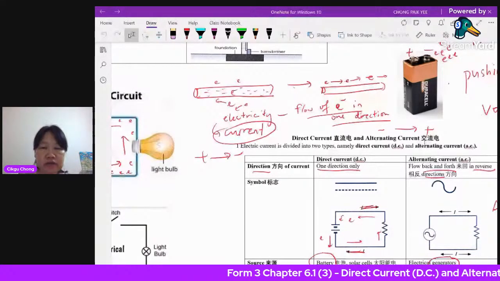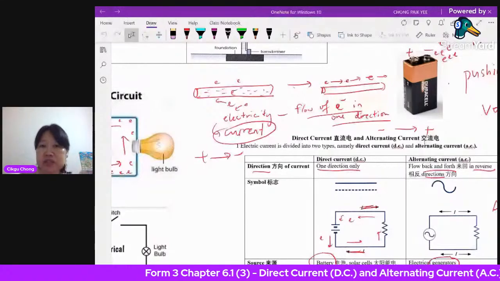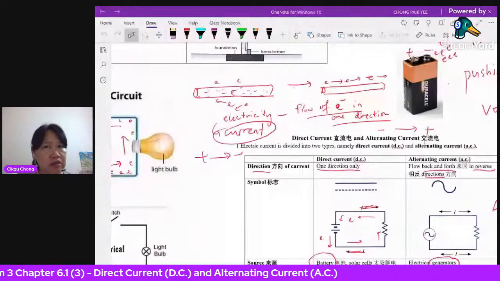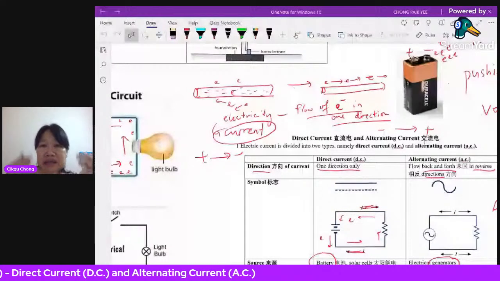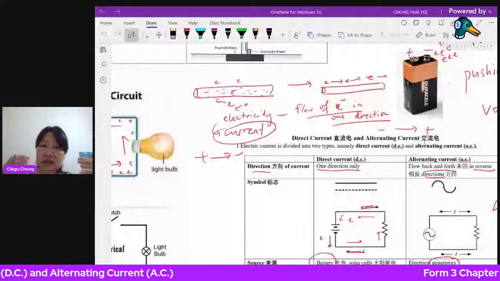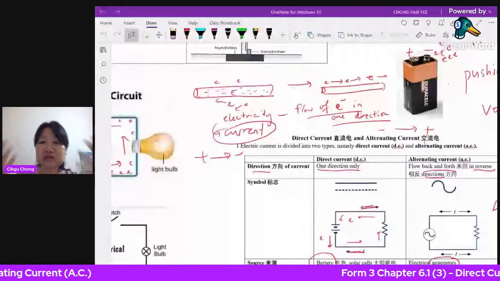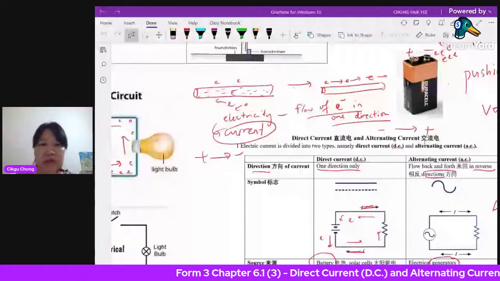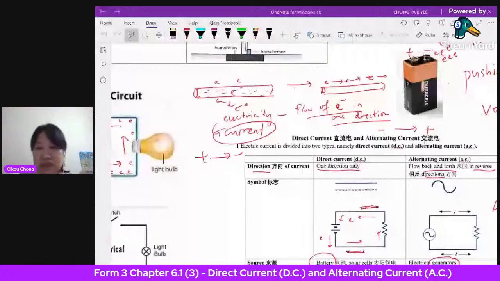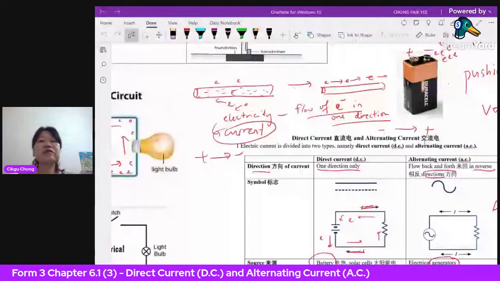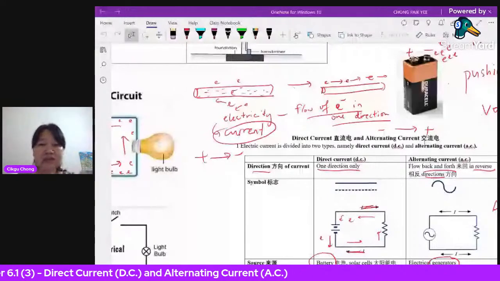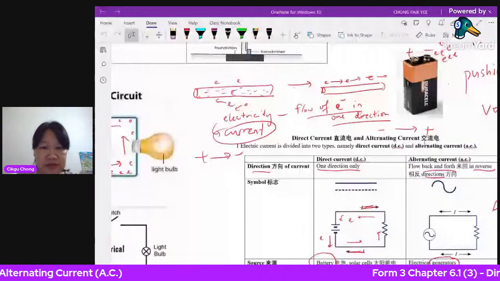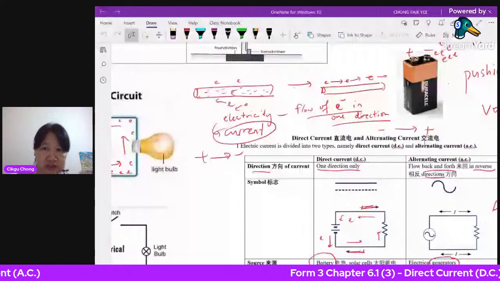So if you made the connection with what I mentioned just now, you will ask: I said negative to positive is electron flow, but current is electron flow too. How come electron flow is negative to positive, but current flow is positive to negative? Now I'm going to explain this. You listen. It has to go back to the history of the discovery of electricity.